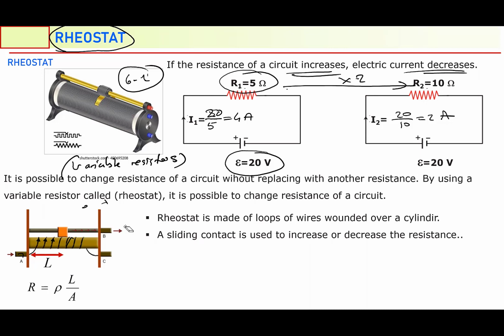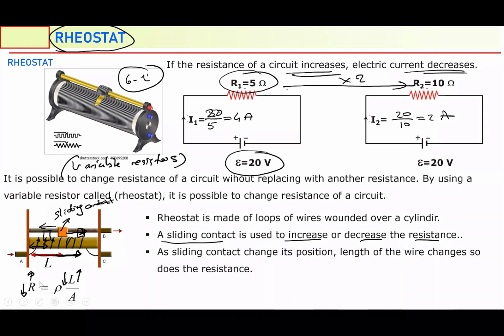This is a sliding contact, and you can move it. A sliding contact is used to increase and decrease the resistance. When you move the sliding contact to the right, when you take it in here, length of the conductor gets bigger. If length gets bigger, we know that resistance increases. When you move the sliding contact back, for example in here, this time length gets shorter. If length gets shorter, resistance decreases.